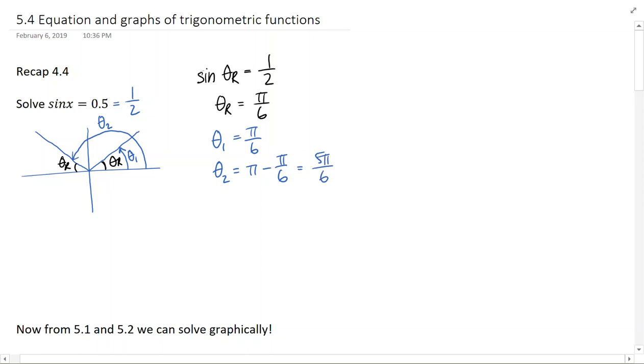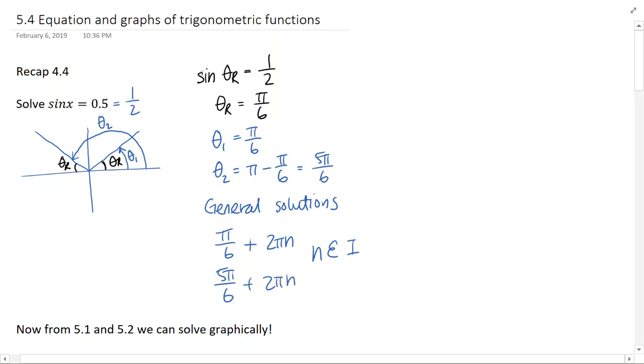Since there is no domain being restricted, I'm just going to write out the general solution, or solutions in this case. So we have pi over 6, and since we're looking at the coterminals of that, we're just going to add and subtract 2 pi n, or just add, since we're going to say n belongs to all integers. And we also have 5 pi over 6 plus 2 pi n. Okay, there we go. So that was 4.4.